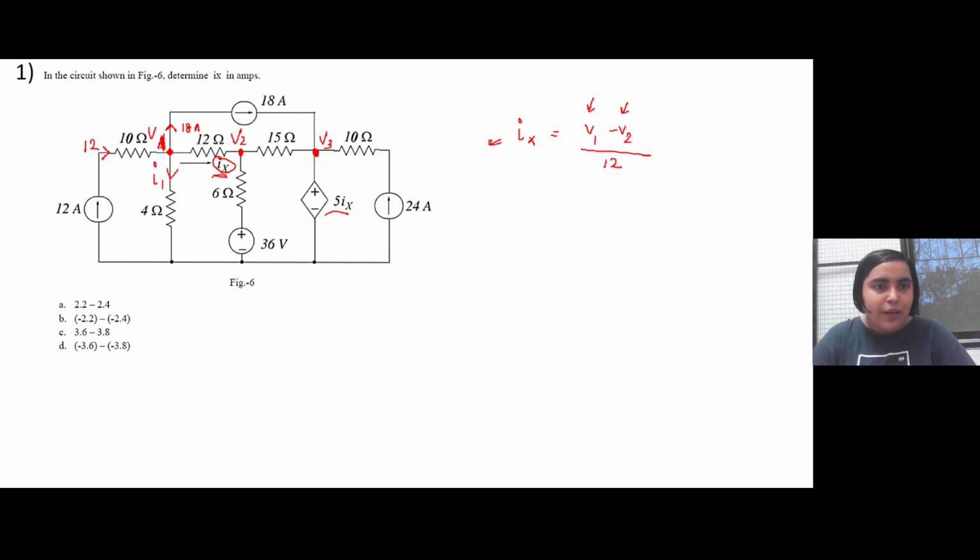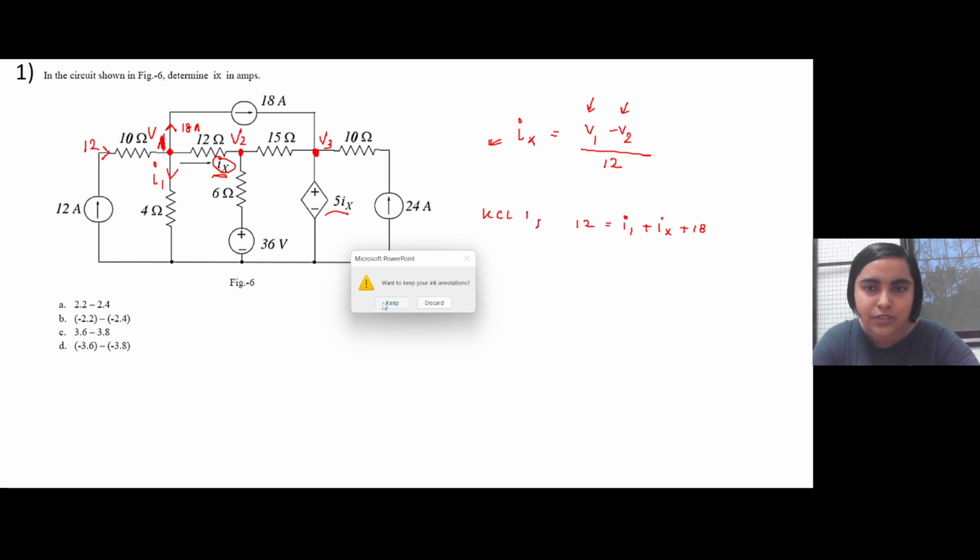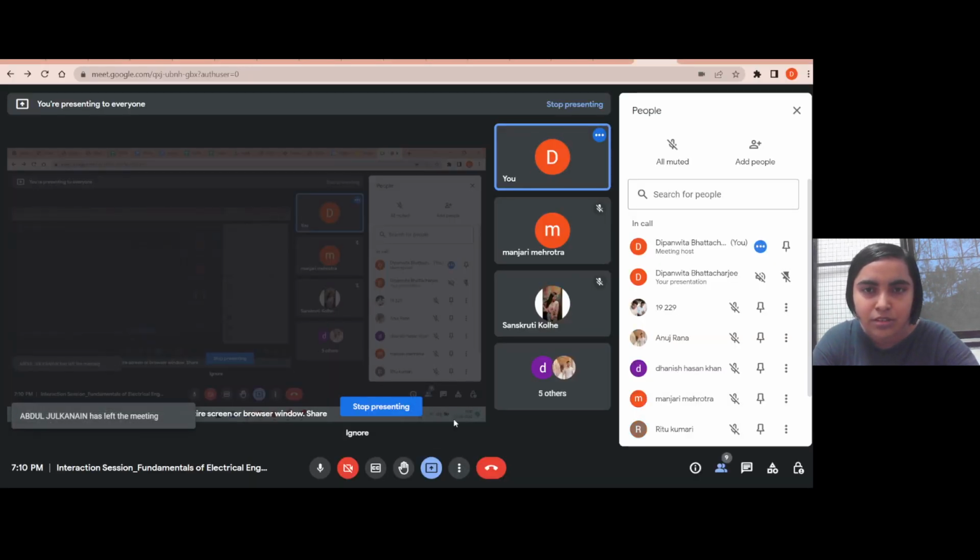Now, when we apply KCL at node 1, the 12 ampere current is entering the node, 18 is coming out, I1 is coming out, and Ix is coming out. So by KCL we know 12 will be equal to I1 plus Ix plus 18. Now we can replace Ix in terms of V1 and V2, right? Can you start solving this equation now?